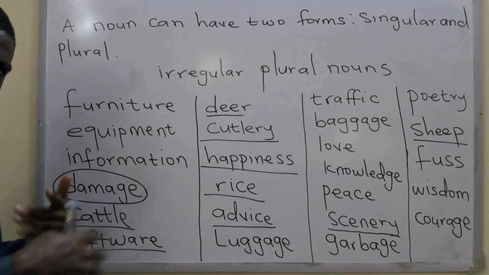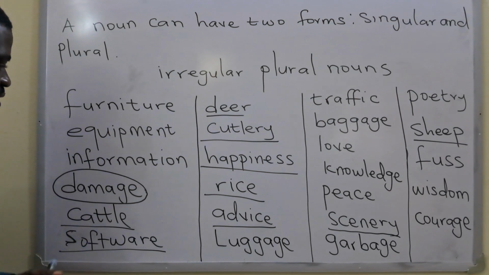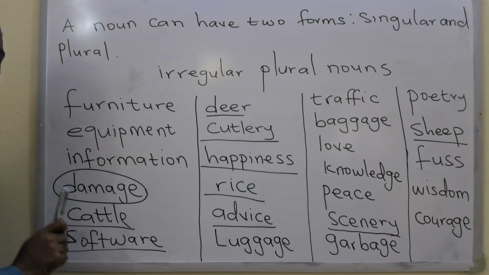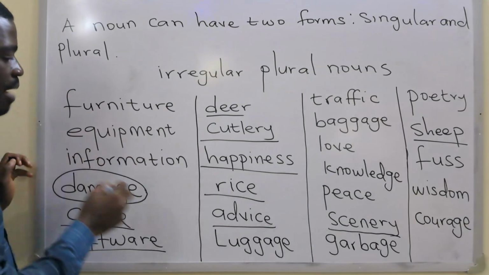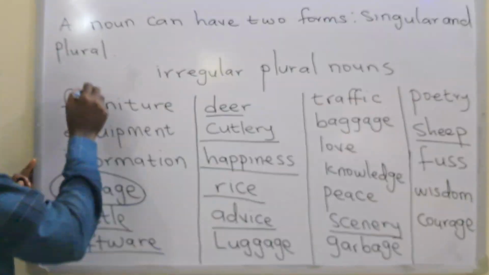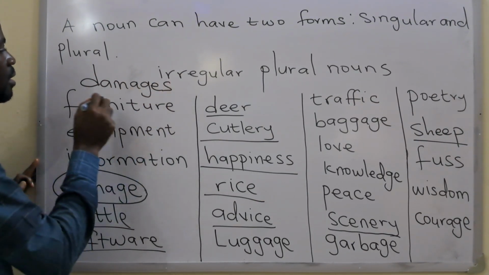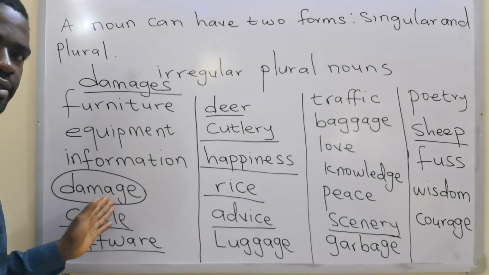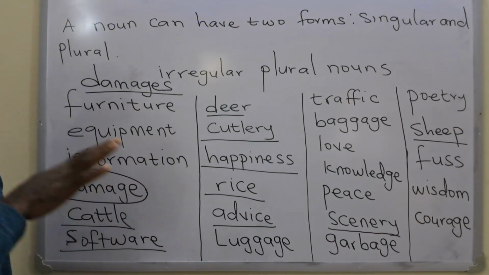The state of destroying something, or the act of destroying something. Yeah, the act of destroying something is damage. If you use damage as a noun, it is always singular. Damage. But if you have damages, it is no longer referring to the destruction or the harm or injury that you caused to something.